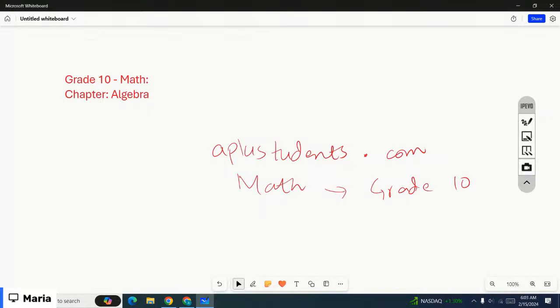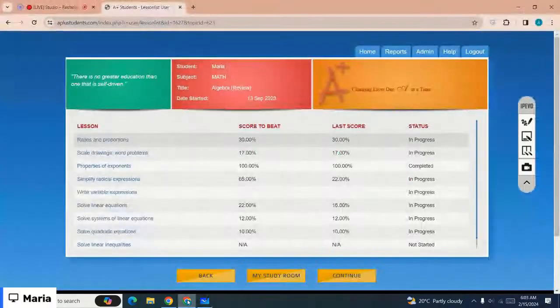Please make sure you have your notebook and pencil so that you can note down the important examples and definitions as well. So here I am on grade 10 math. Let's start with the first lesson, that is ratios and proportions.